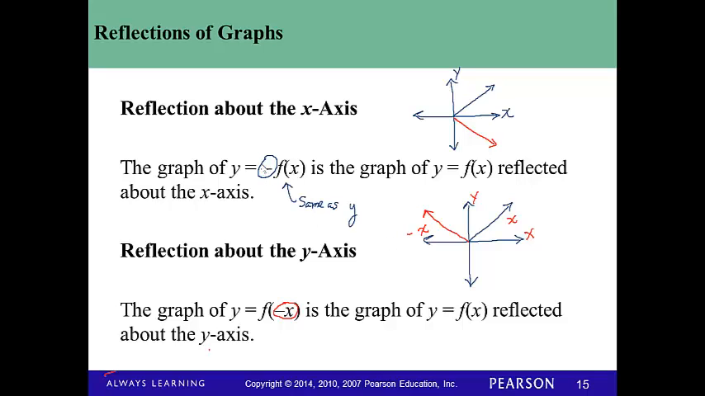If you have the negative on the outside of the function, then you're reflecting over the x-axis. This is the positive y up here, or f of x. And this is the negative y down here, or negative f of x.